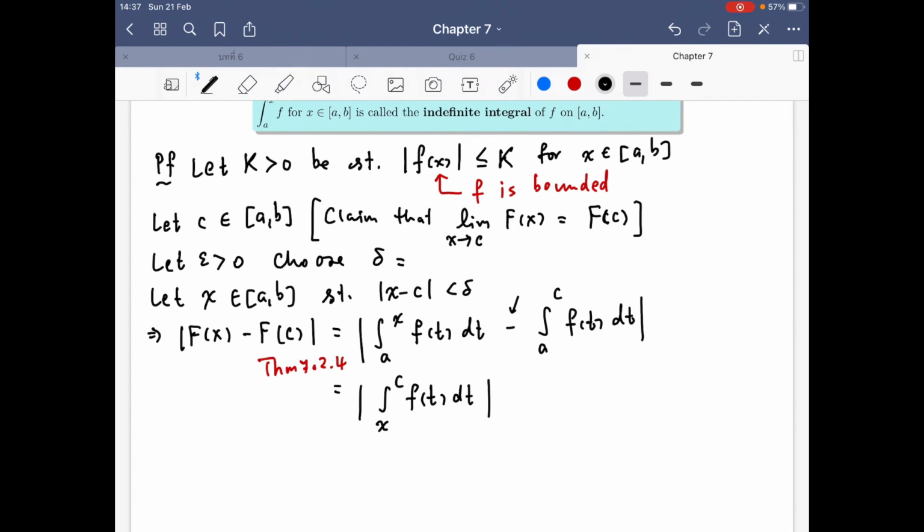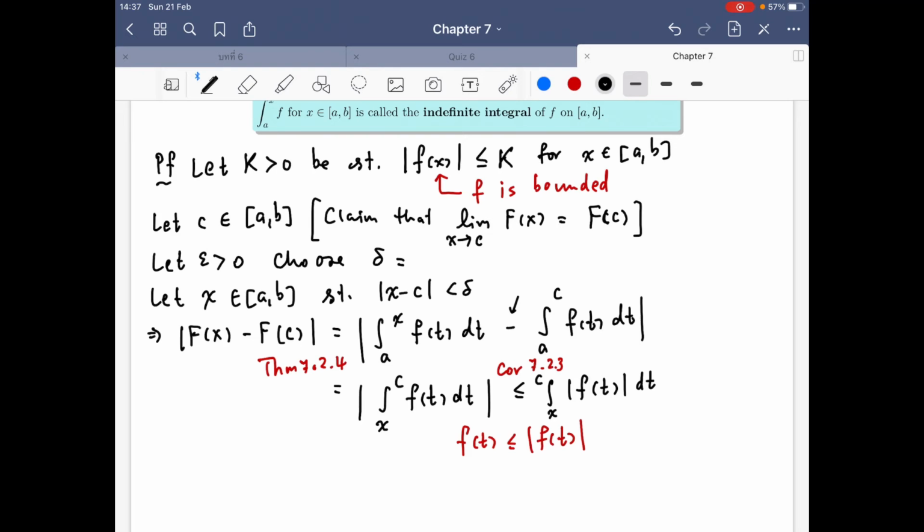And then since f is always less than or equal to the absolute value of f, we use again the previous theorem from the previous video clip, which is corollary 7.2.3, to conclude that this will be less than or equal to the integration of the absolute value of f(t) from x to c.